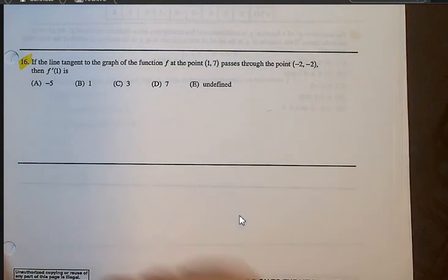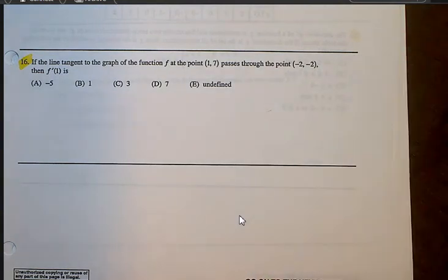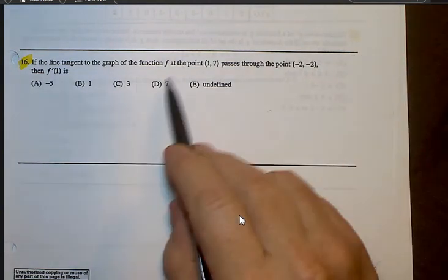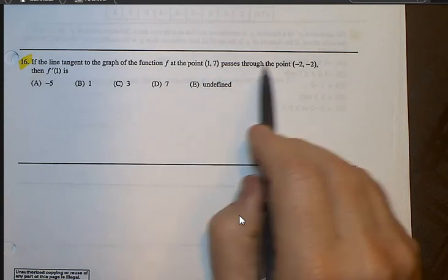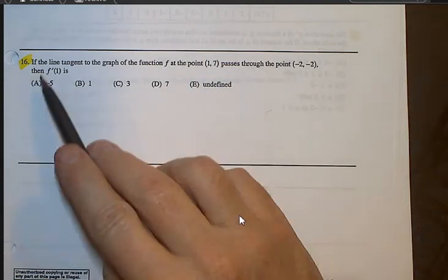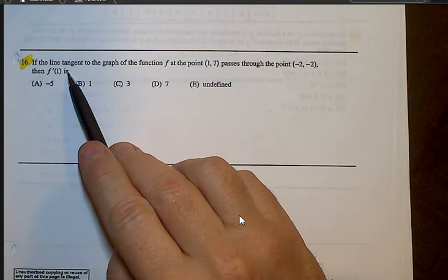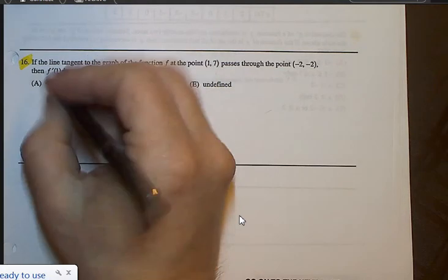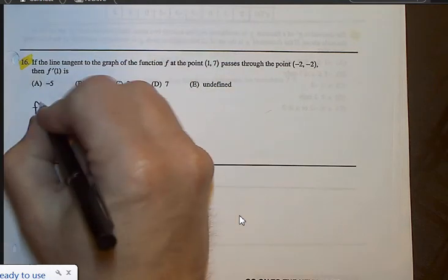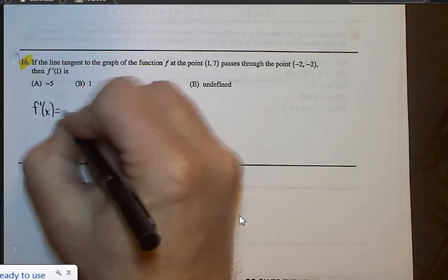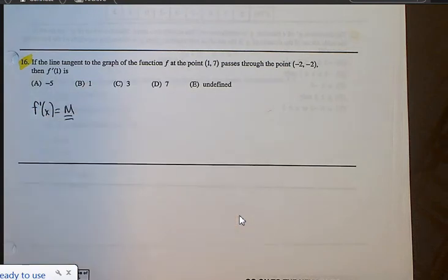Okay, so for question 16, they say a line tangent to the graph at the point (1, 7) passes through the point (-2, 2). Then f prime of 1 is equal to what? You have to remember that f prime of x is always equal to the slope of the line tangent to the curve.